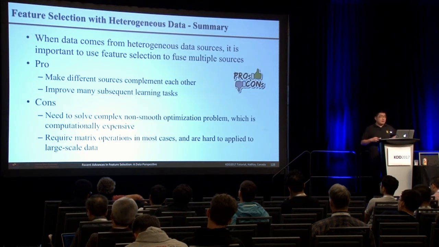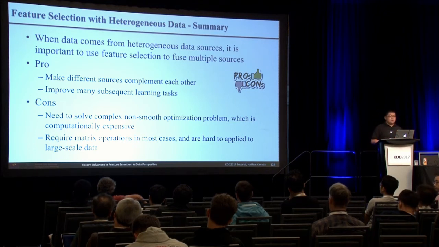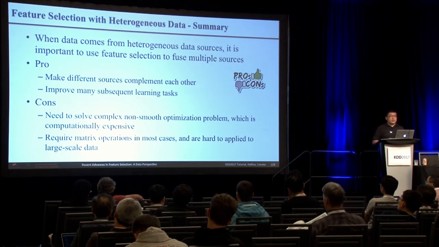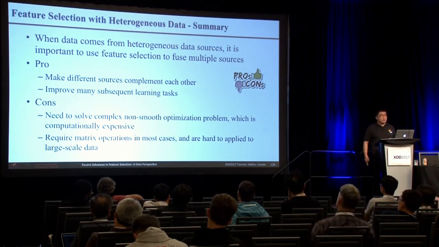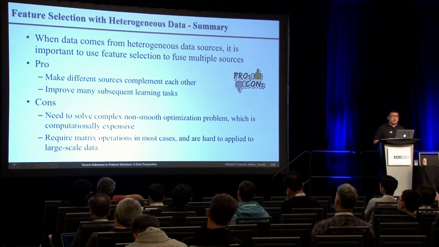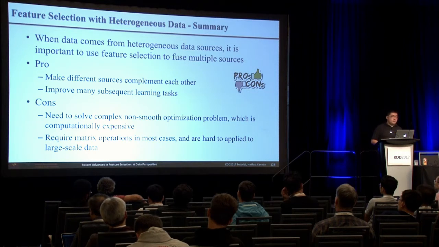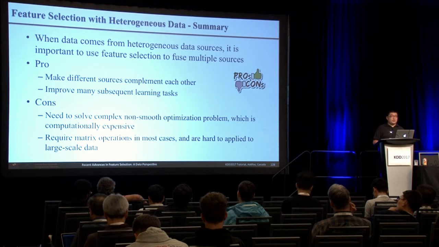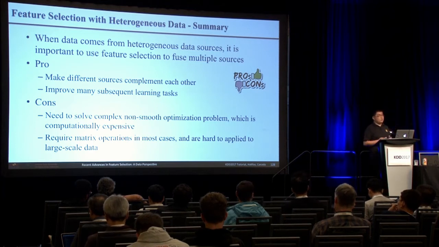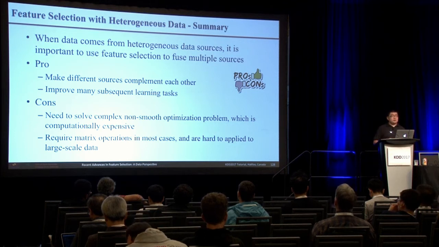Here we give a summary about feature selection with heterogeneous data. The basic message is that when data come from different data sources, it is very important to use feature selection to fuse different data sources. There are some advantages of such methods. The first advantage is that it makes different sources complement each other. And the second advantage is that since different sources can complement each other, it can improve many subsequent learning tasks.